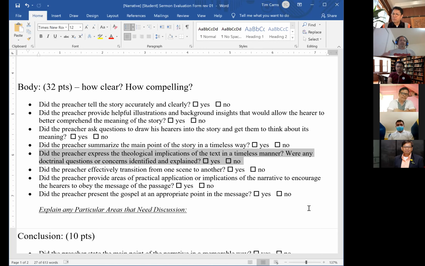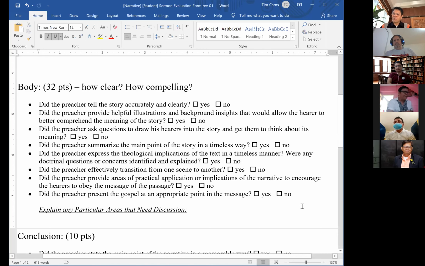All I am saying is that it's okay if there are points along the way in the story that you feel would be helpful to discuss with your hearers. But a lot of the doctrine is going to come at the end as you're drawing out the main point of the story. All right. Does that make sense? I hope. Okay. Did the preacher effectively transition from one scene to another?